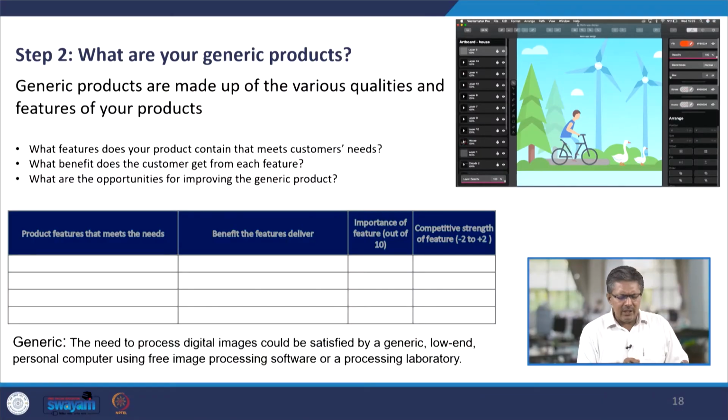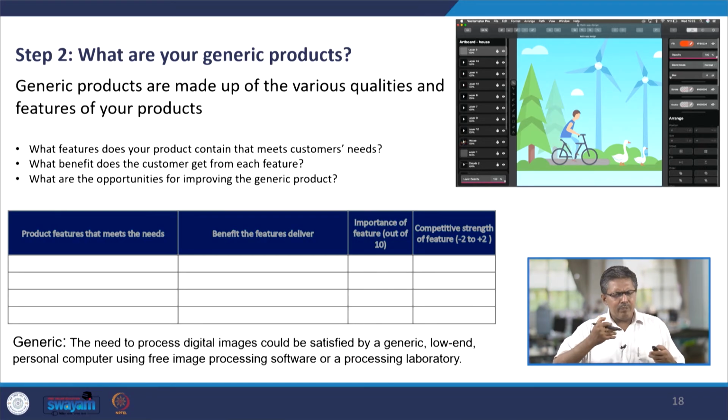What are the opportunities for improving the generic product? How can I improve the generic product, right? So, again we write it like this and we try to make a comparison. Now, in this case generic, the need to process digital images could be satisfied by a generic personal computer using free image processing software or a processing laboratory. So, this is the generic thing.